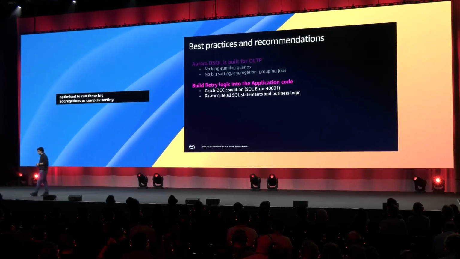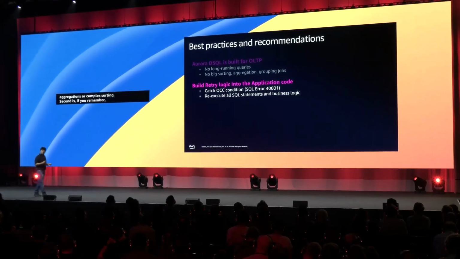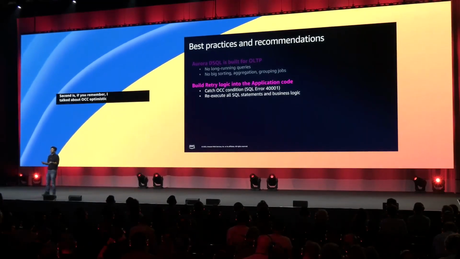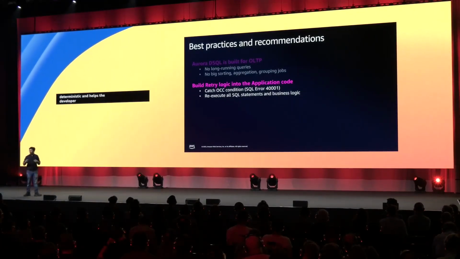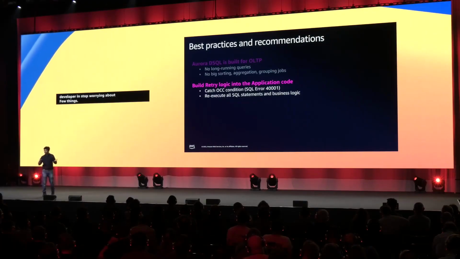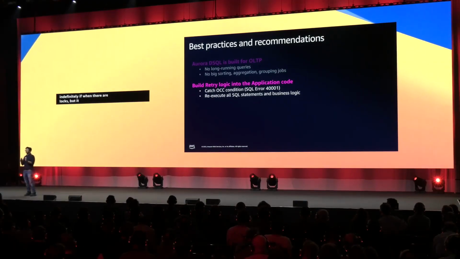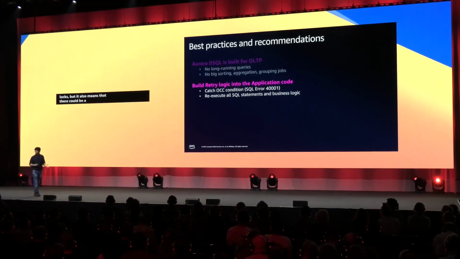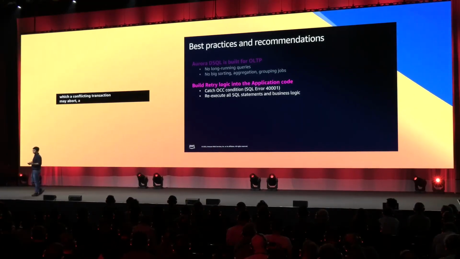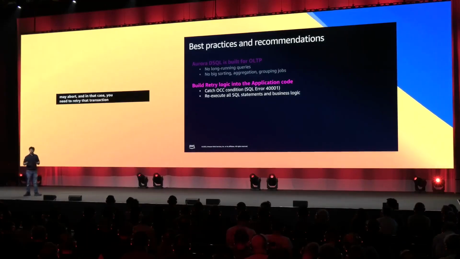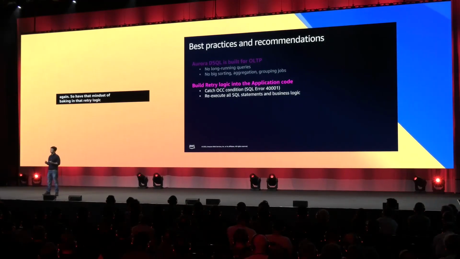Second is, if you remember, I talked about OCC, optimistic concurrency control. It is deterministic and helps the developer stop worrying about a few things. You do not have to wait indefinitely when there are locks, but it also means that there could be a scenario in which a conflicting transaction may abort. And in that case, you need to retry that transaction again. So have that mindset of baking that retry logic into your application when you are developing with Aurora DSQL.